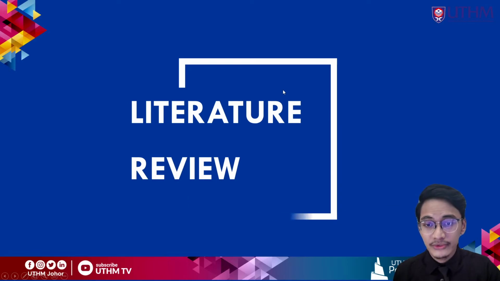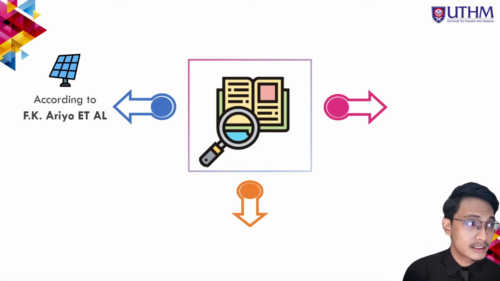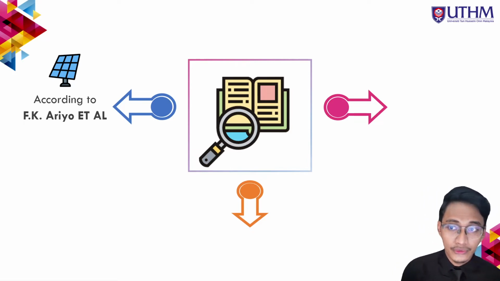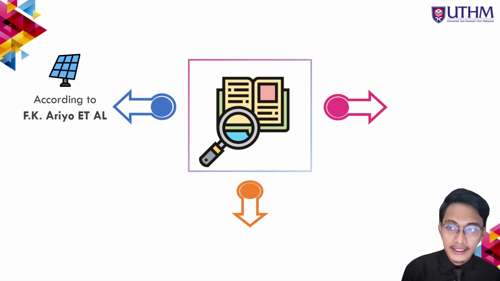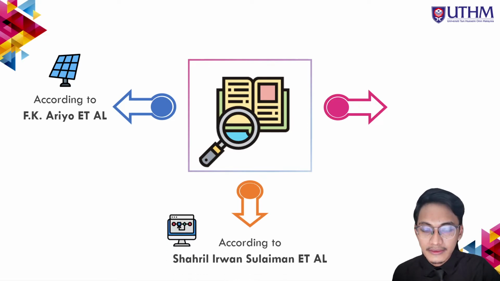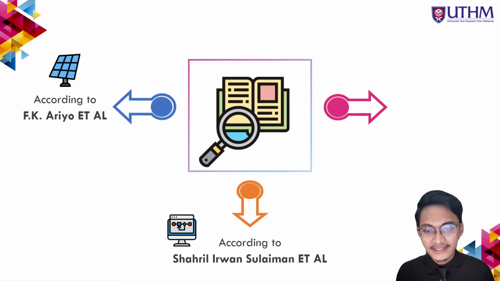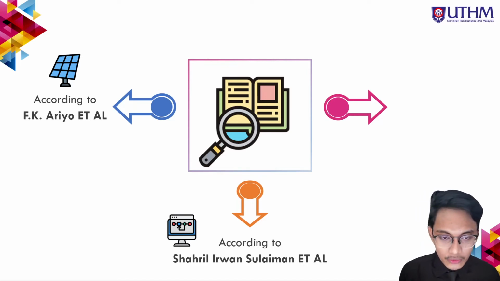For the literature review, firstly, according to FKREO, their article explained a web application package for the standalone system. The differences between my final year project and their research are the location and the photovoltaic system: they use standalone, while I will use a grid-connected system. Secondly, Shahril Irwan Sulaiman came up with the idea of sizing the grid-connected photovoltaic system using a genetic algorithm. The difference is that I will use the web application package, and for sizing the grid-connected system, I will try to apply the calculation in my project.